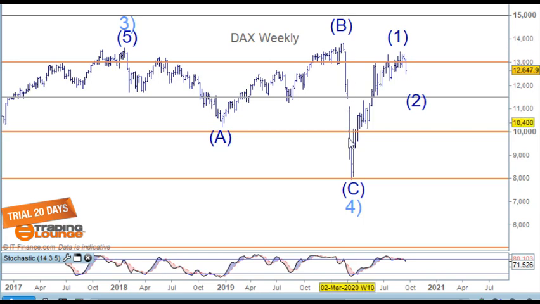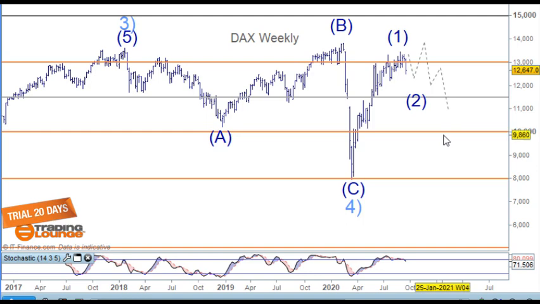I'm looking at this current move up through here as wave 1, and we could pull back for wave 2. The alternative count is that this is just a wave 4 here, and we've got one more move in here, and then we've got the larger correction to play out here.